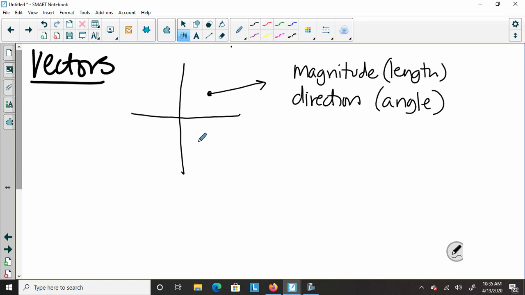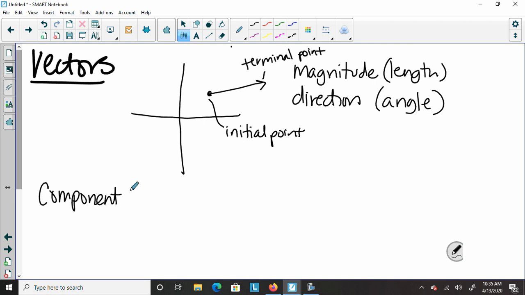All right. So this is called the initial point. And then at the end we have the terminal point. Most of the time you will see vectors that have the initial point at the origin. That is what we see the most often. So I'm going to show you what that is. That's what's called component form, when the initial point is on the origin.